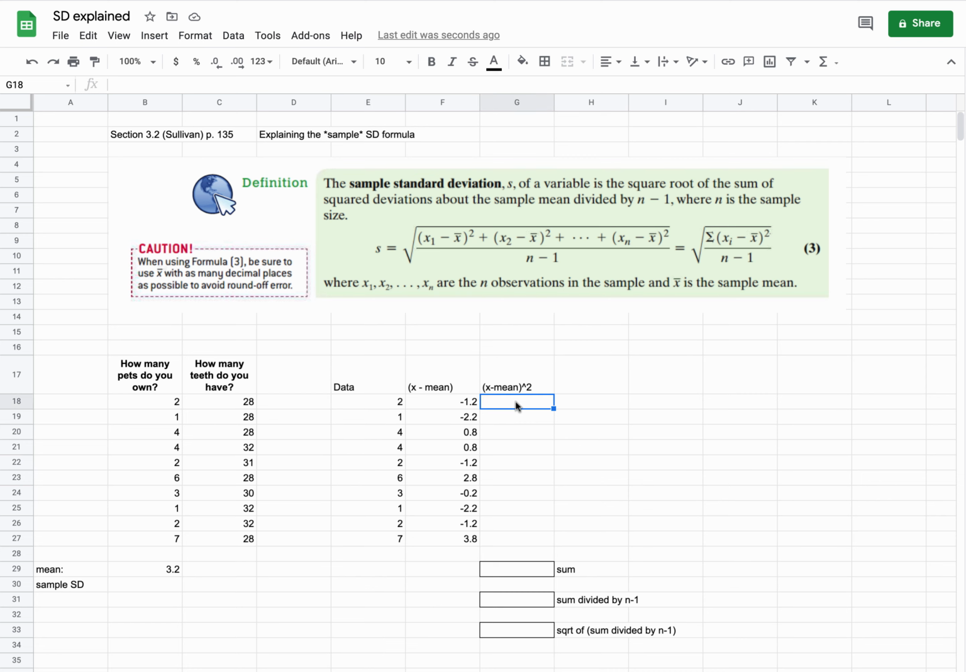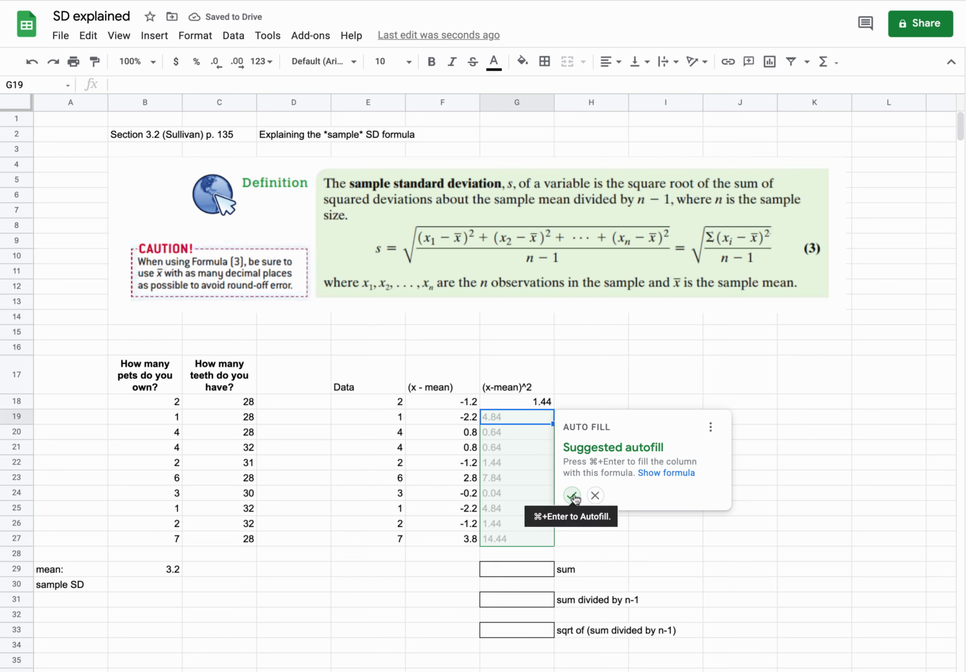Now let's go through and square each of these differences. So I'll type in an equals, click on my number, and then raise that number to the second power. So the caret symbol, which is above the 6, and then a 2, push enter, and I'm going to let Google autofill my numbers here.